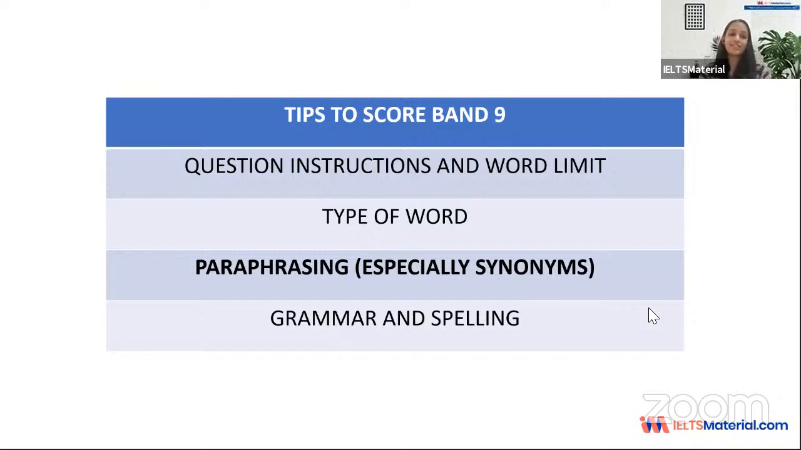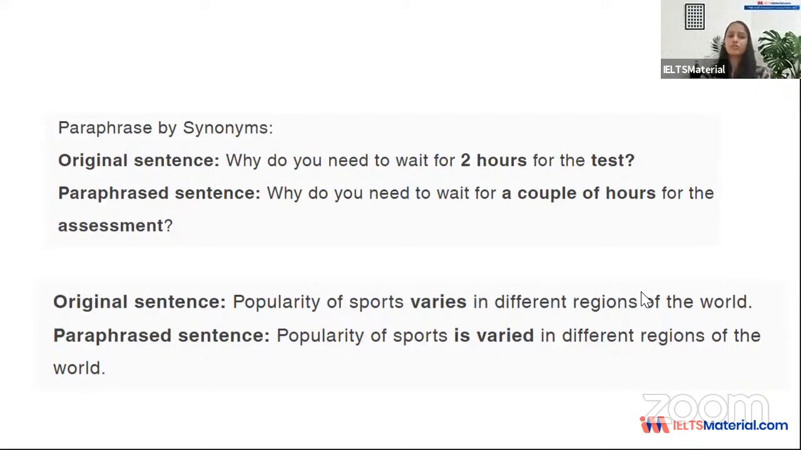Yes, that's right. So we change the words, but the meaning is intact. So let's quickly do a revision of paraphrasing and also look at the synonyms. Now, first way is to use synonyms, similar words. For example, why do you need to wait for 2 hours for the test? Why do you need to wait for a couple of hours for the assessment? 2 hours, a couple of hours.